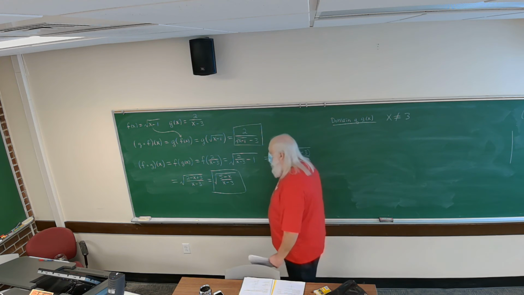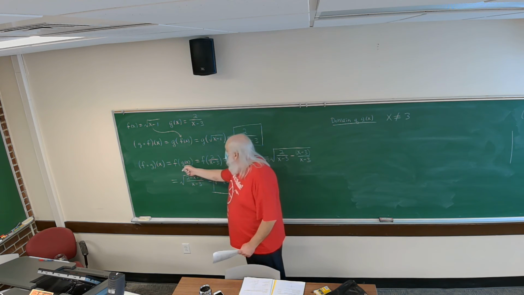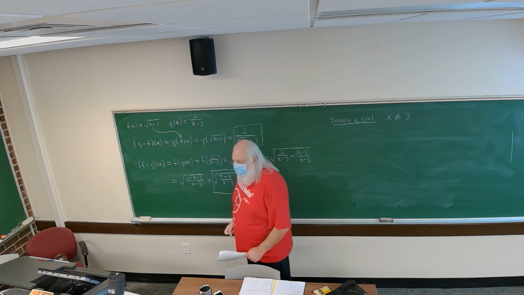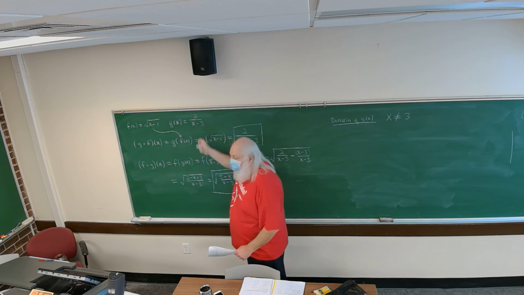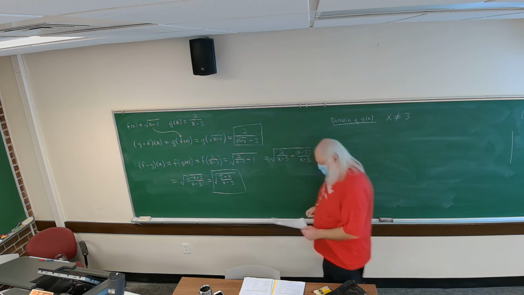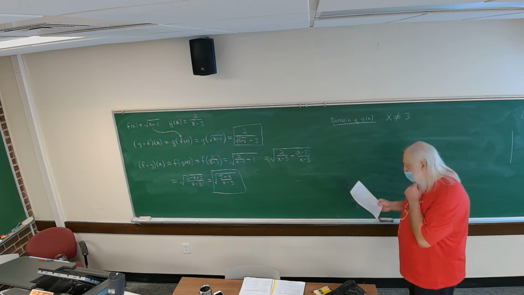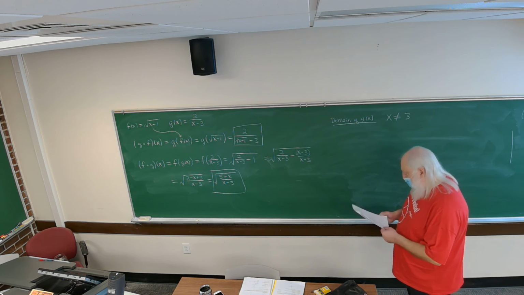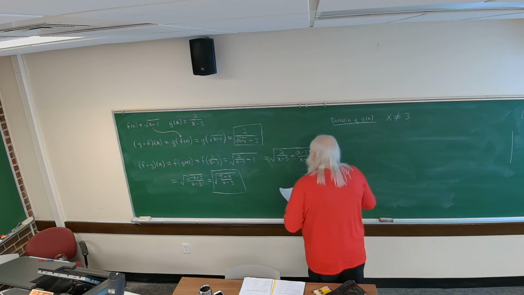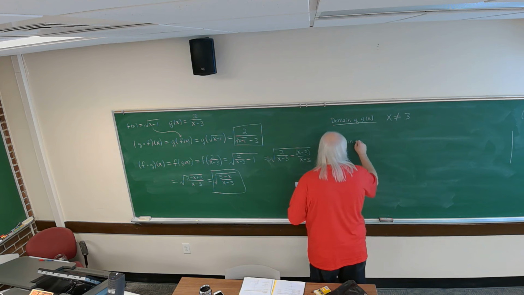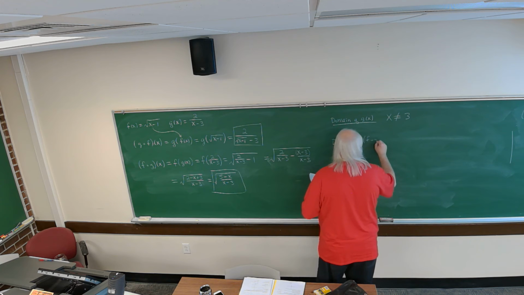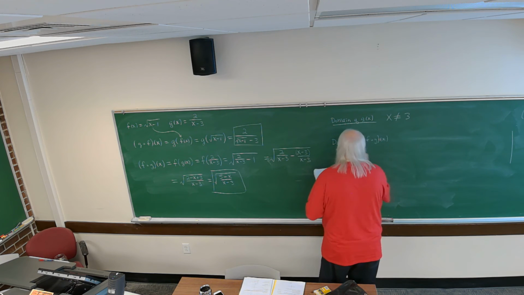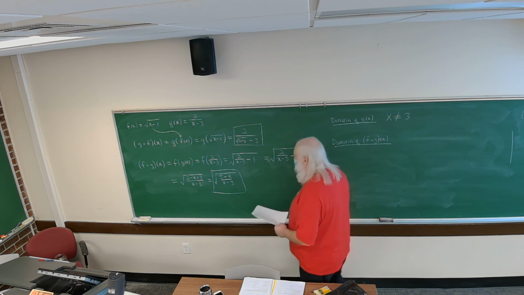So 3 is not going to be in the composite because g of 3 is undefined. Okay? G of 3 is undefined. Put in 3 for x, you get 2 divided by 0, which is undefined. Okay? So 3 is not going to be in the domain of the composite. Okay? The domain of the composite, f with g as a function of x, right?